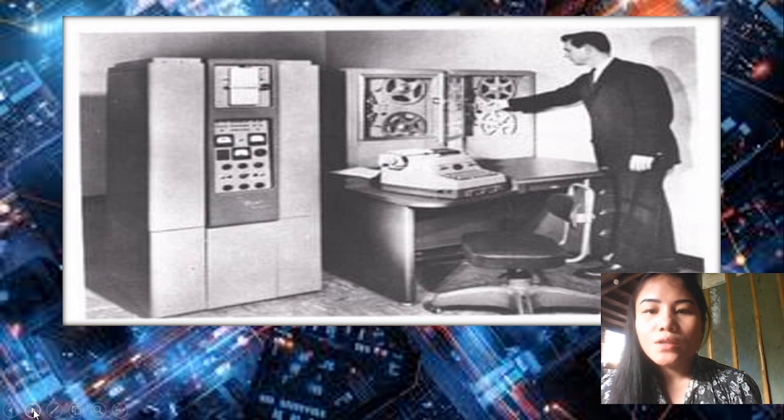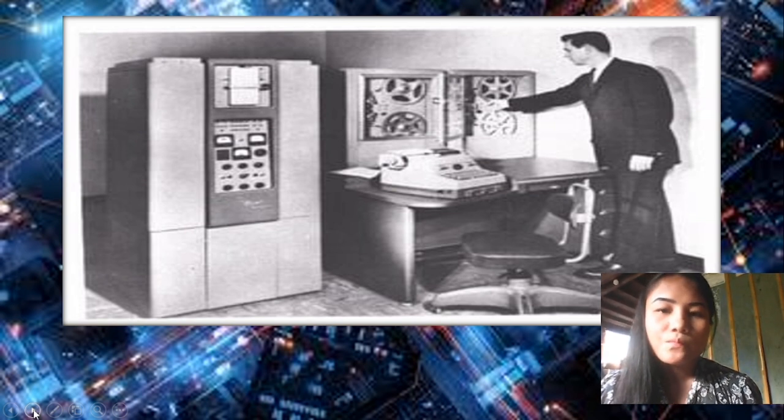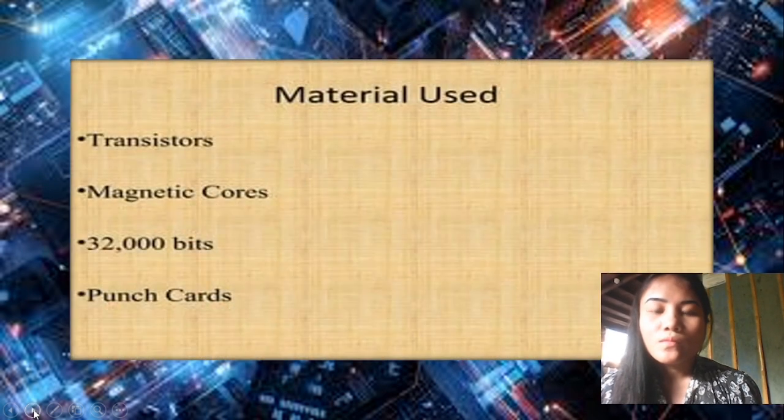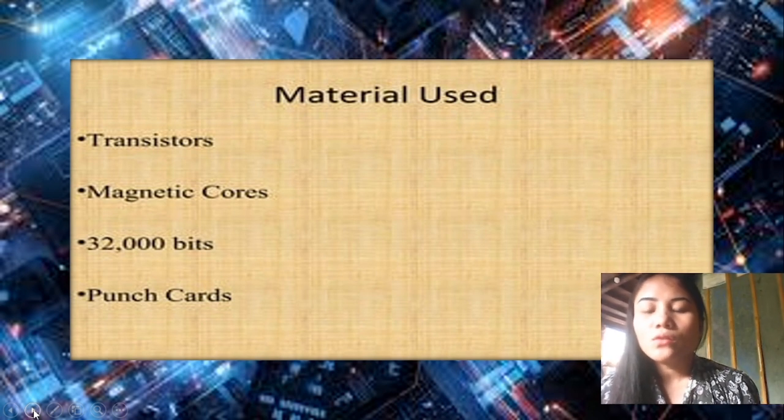This is the example of second generation computer. Then, materials used in second generation computers: transistors, magnetic cores, 32,000 bits, punch cards.